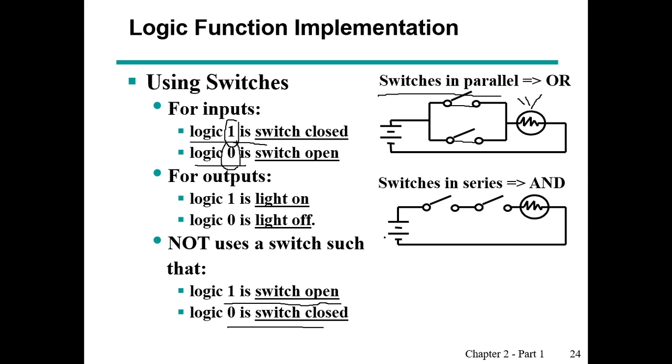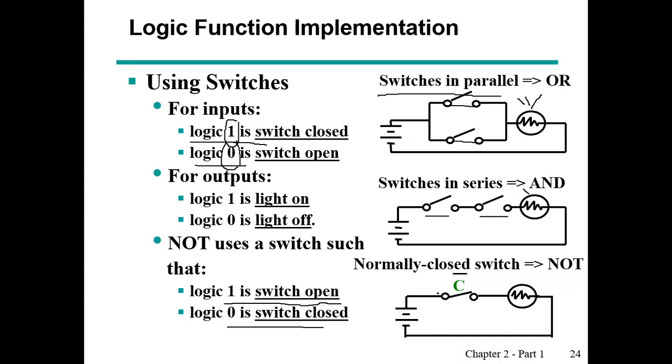Then we have the AND gate. So these are basically switches in series. The light will turn on only if these two switches are on, if these are closed, okay? Only then will it turn on. So this is the AND gate. So if these are not turned on, then it will remain off.